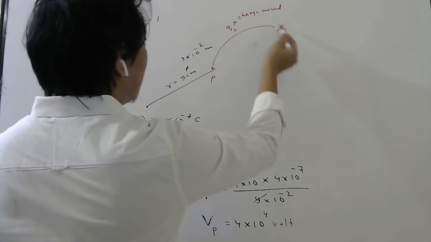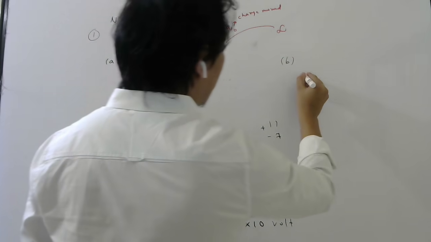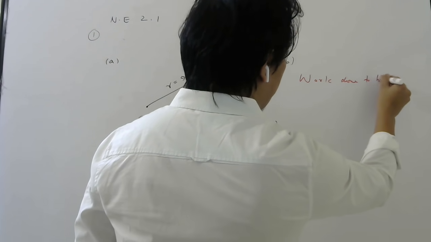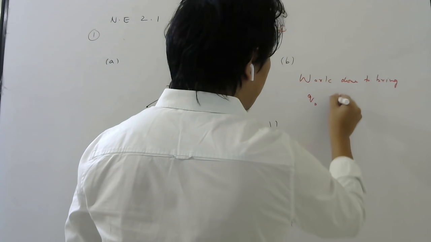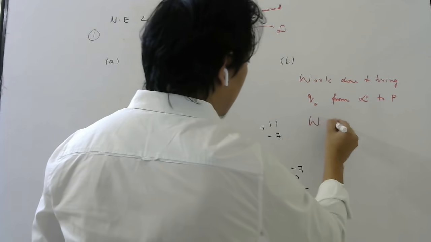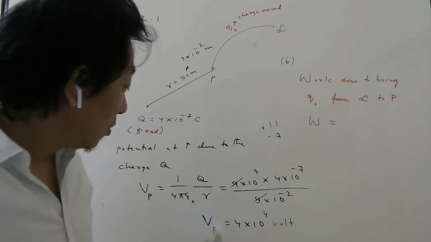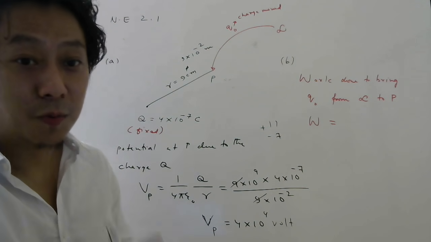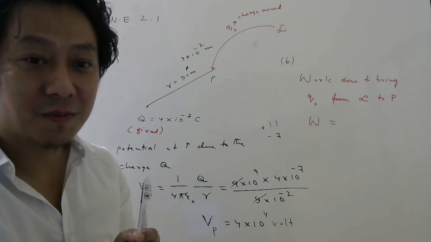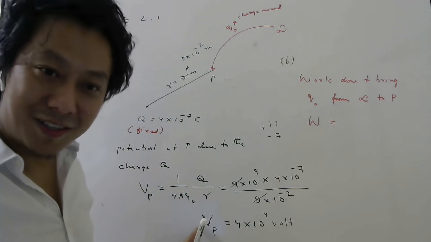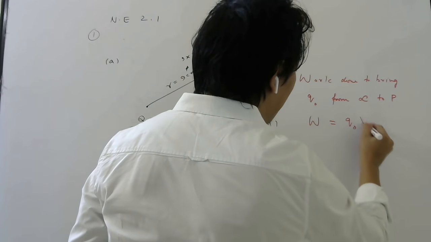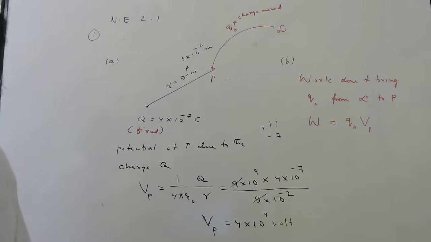So now when you bring this charge, you will have to do some work. How to calculate that work done? Work done to bring Q naught charge from infinity to point P, W, will be equal to... Now think carefully. What is the meaning of potential? Work done to bring 1 coulomb charge. So if you want to bring 2 coulomb charge, you have to multiply by 2. You are bringing how much charge? Q naught. So it will be Q naught into potential at P. That's it.